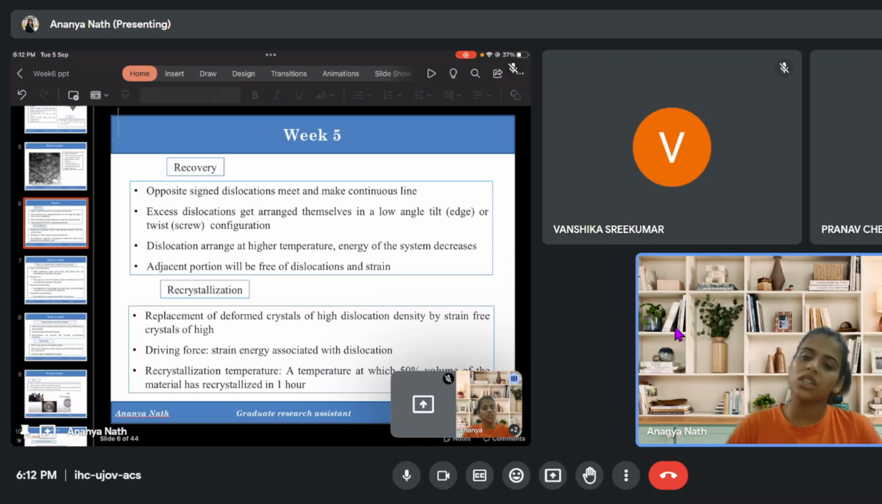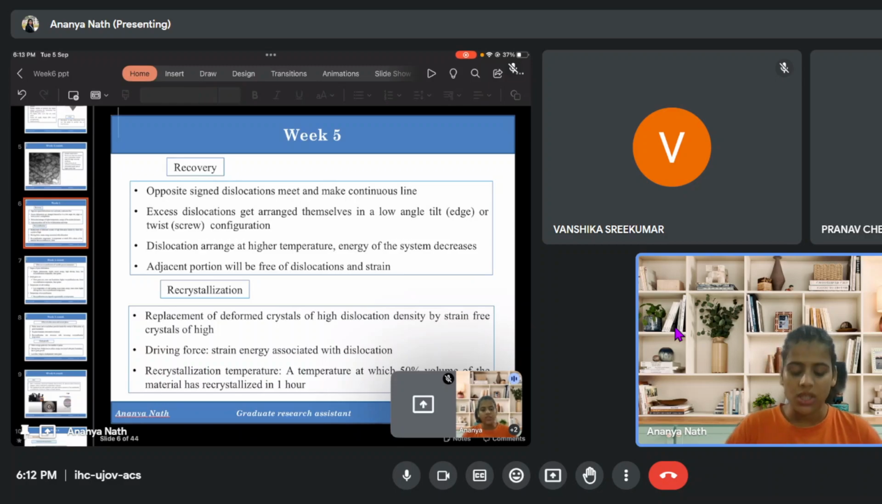So no dislocation movement means that it is strain hardened. So that was one thing. Then the dislocations get arranged at a higher temperature, and the energy of the system decreases. Obviously, if they are getting arranged, the system is not active anymore in that sense. The adjacent portion will be free of dislocation and strain.